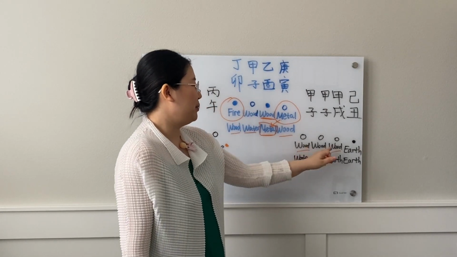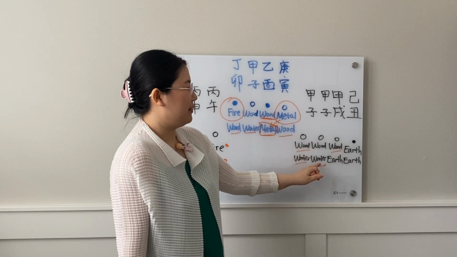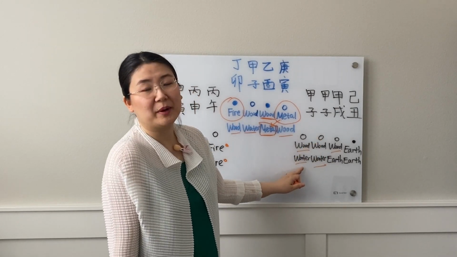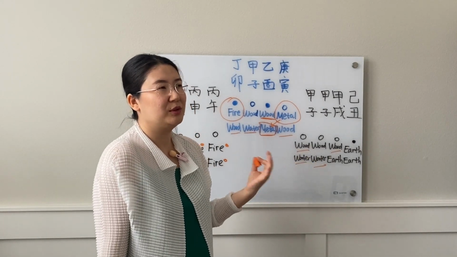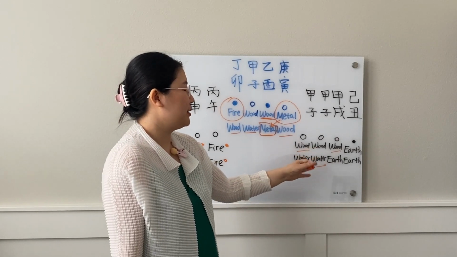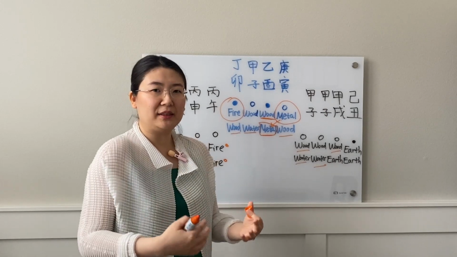Like the three most powerful positions, 2, 4, and 7, closest to me, they're all supporting me. And then I have this position number 8 supporting me. That makes me a little too strong. And in that case, I especially crave this fire and metal working together to trim me.